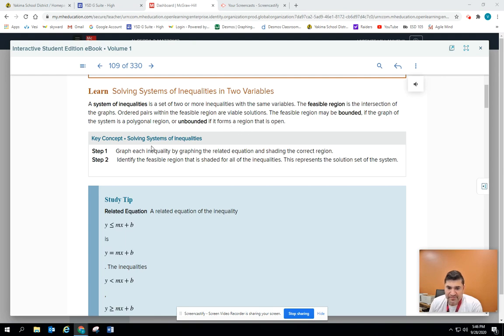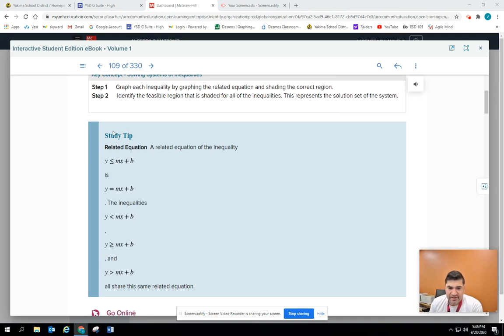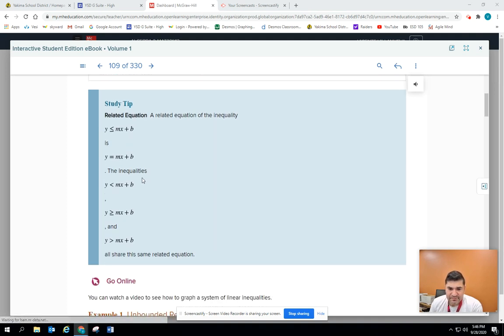So, key concept to solving a system of inequalities. Step 1, graph each inequality by graphing the related equation and shading the correct region. Step 2, identify the feasible region that is shared for all of the inequalities. This represents the solution set of the system. And they give you a study tip here.